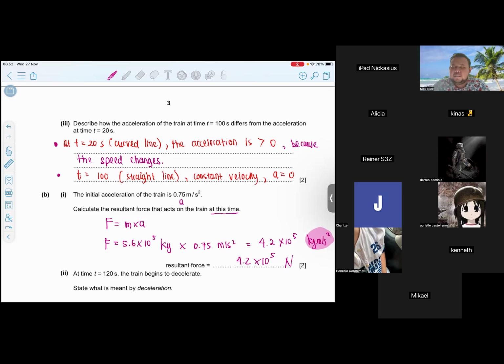Clear, Darren? Clear, Wening? Clear, Henny? Henny clear or not?